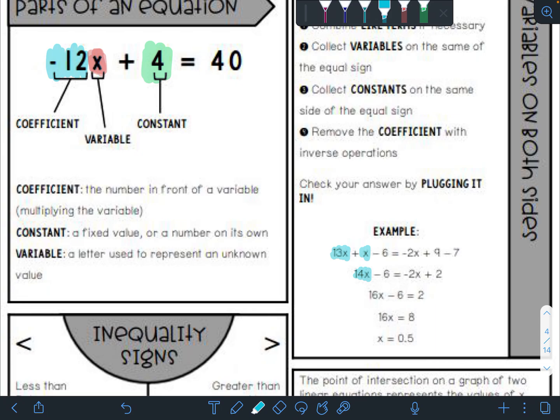And then what they did is they moved this 2x over here. So they added 2x to both sides to get rid of that. And then they added this 6 to both sides to get it over there. And that's how they got 16x is equal to 8. And once they divided, be careful, because a lot of you would probably want to say, oh, well, that's just 2. But if you divide by 16 and divide by 16, that ends up being a half. So make sure you are very careful.